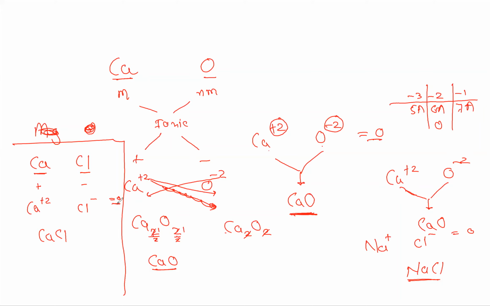In order to make this total charge 0, you can simply cross multiply these charges. That's what I just said here. So what you should end up with is Ca, there is 1, so you don't have to write 1, and Cl is going to be what? 2. So CaCl2 is the correct chemical formula. CaCl is an incorrect chemical formula. Do you see that? This is the simple way to do it. Do you understand this?